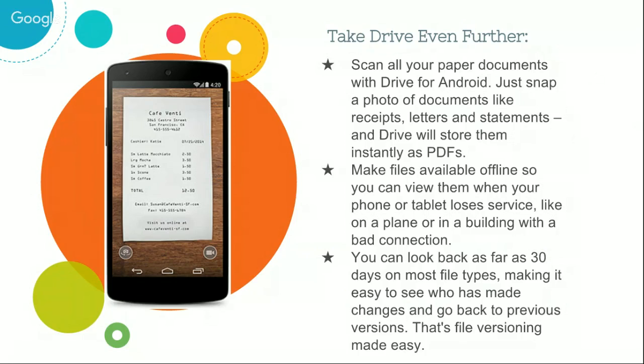Also, Google Docs, I'm going to point this out here in a little bit too, allows a revision history. So you can look back as far as 30 days on most file types, making it easy to see who has made changes on a document when you share it. And if something changes and it's not correct and you need to go back and change that, you have 30 days, you can do that, and you can restore previous versions of that document. So it's kind of a cool feature.